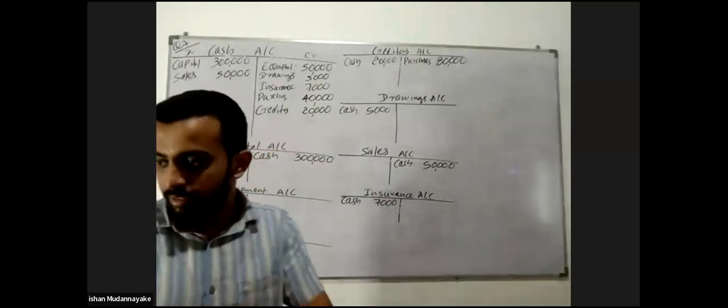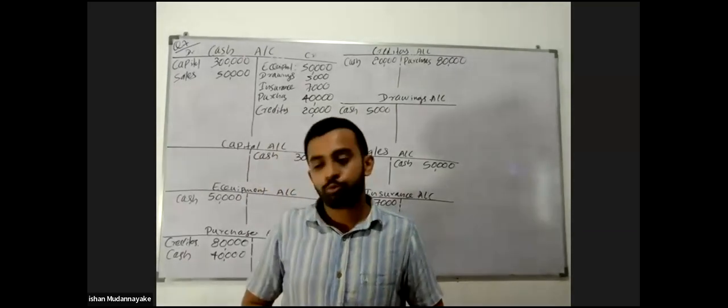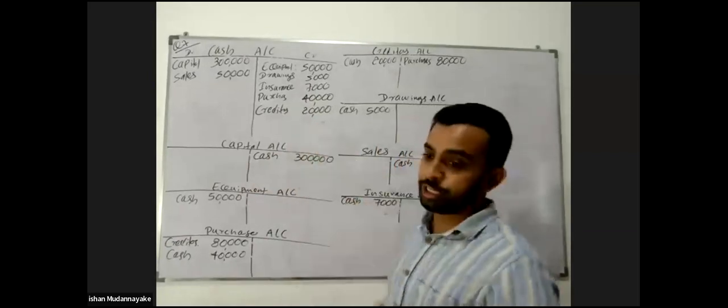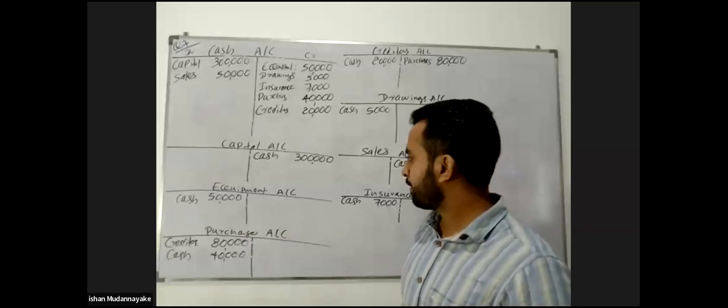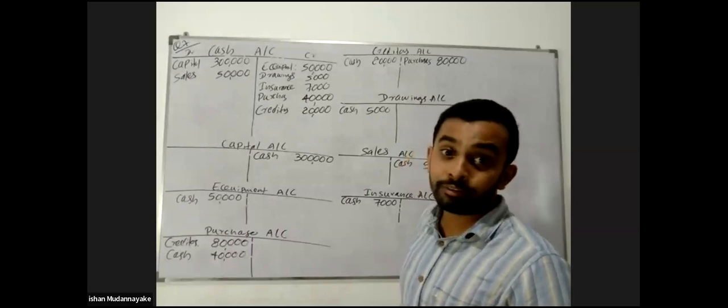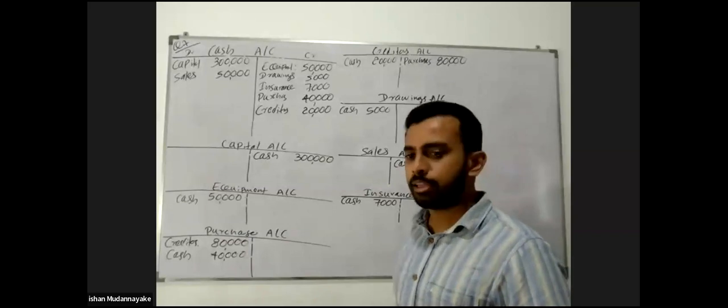Right now we will take a break. Again we'll start at 9:25. After the break we'll discuss the method of balancing of ledger accounts, and after balancing these accounts we'll prepare the trial balance using these transactions. Right, we'll take a 10 minute break. Again we'll start at 9:25.